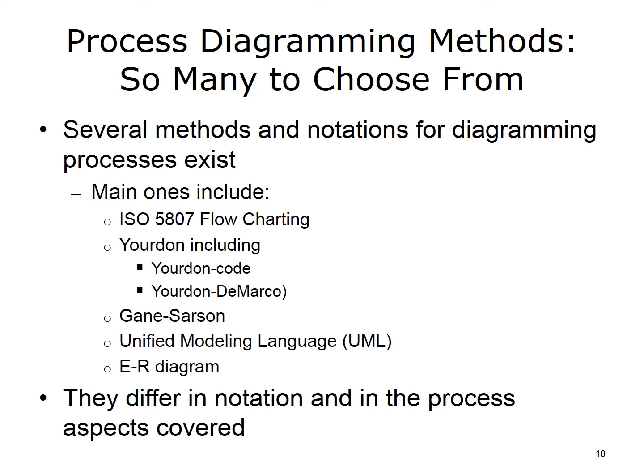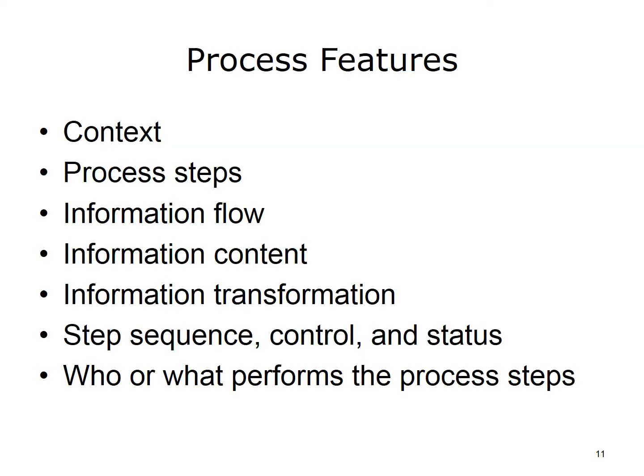These methods differ in notation used, and most importantly, the aspects of processes and information flow that each is designed to cover. In this section, we will review the process aspects that each notation covers and show an example of each type of diagram. The process aspects to be featured will determine the type of diagram to be used, i.e., the diagram that best represents the process aspects that you are interested in.